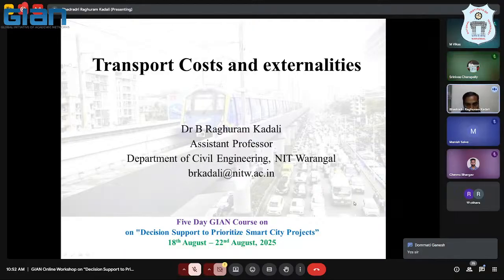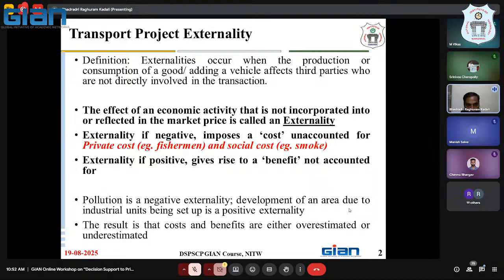What are transport costs and externalities? First we'll start with what this externality actually means, and what the different types of transport costs are that we have when estimating these externalities generally. So, what actually is an externality? When you have a project, some positive externalities and negative externalities can be expected. So let us take a road where you are expected to make an improvement.